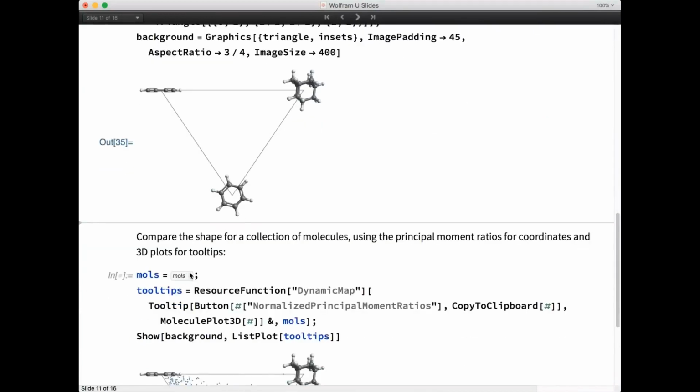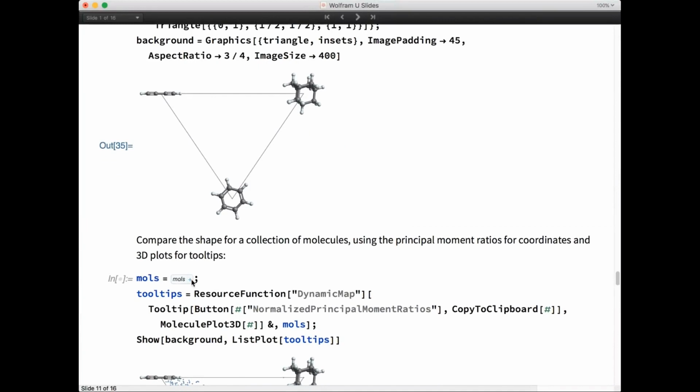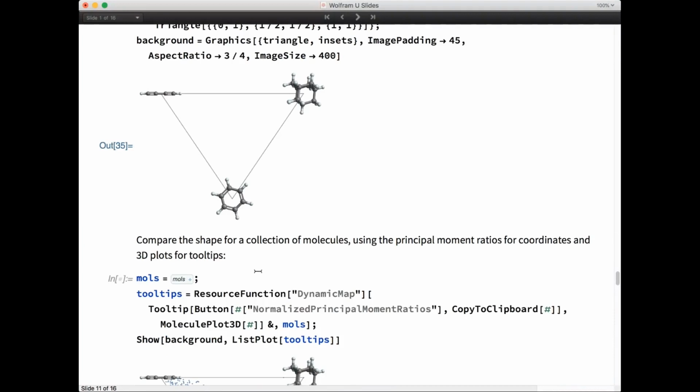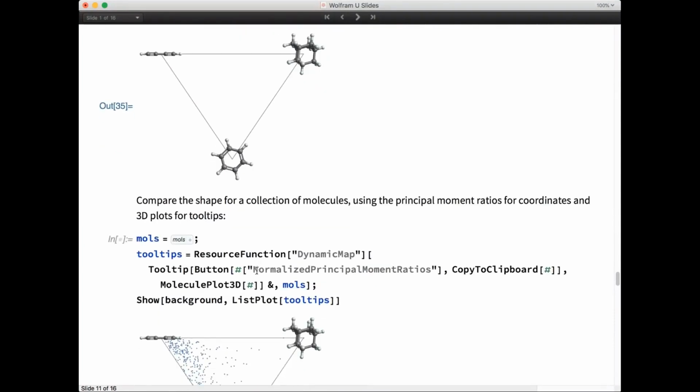And so we can take a set of molecules that I've prepared ahead of time. It has 303 molecules in it. And so what I'm going to do here is a list plot of them. So let's take a real close look at this. What I'm using here is a resource function called dynamic map. It's mapping a function over a list. And map is a normal system function, but dynamic map essentially does mapping but gives you progress reporting.